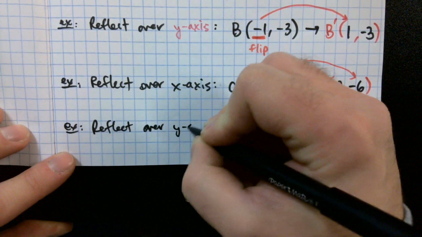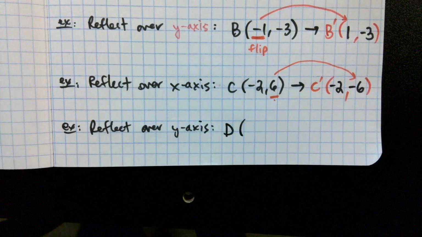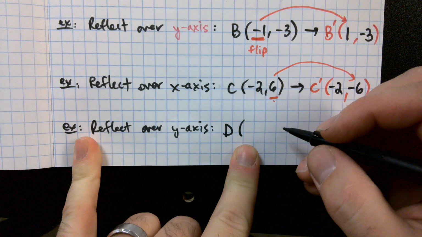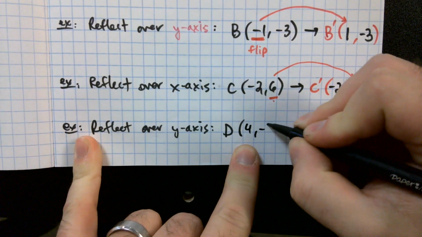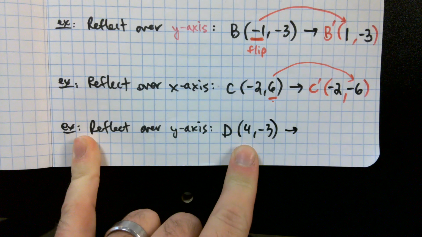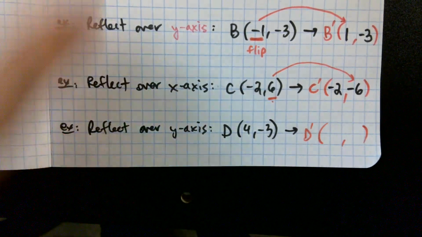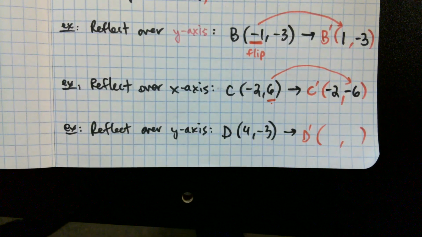If I'm reflecting over the y-axis and my point D is at (4, -3), see if you can figure out real quick what D prime's coordinates will be if we reflect over the y-axis.